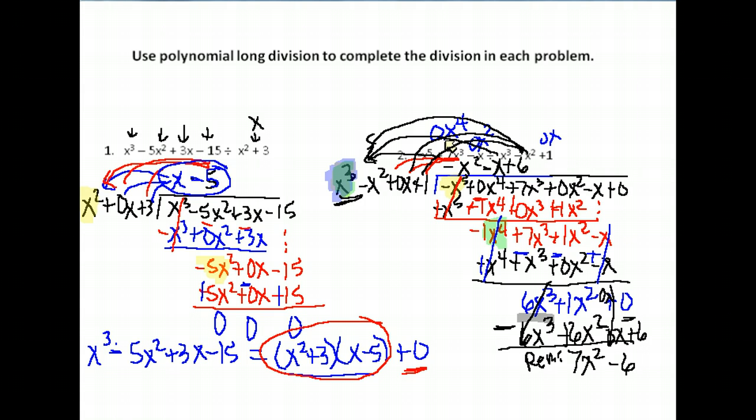Okay, so remember you go back to the original problem and you say, now I know that negative x to the fifth, if I can see through all my writing, plus 7x to the third minus x is equal to x to the third minus x squared plus 1, what I was dividing by, times my answer, negative x squared minus x plus 6 up on top there, plus a remainder of 7x squared minus 6.